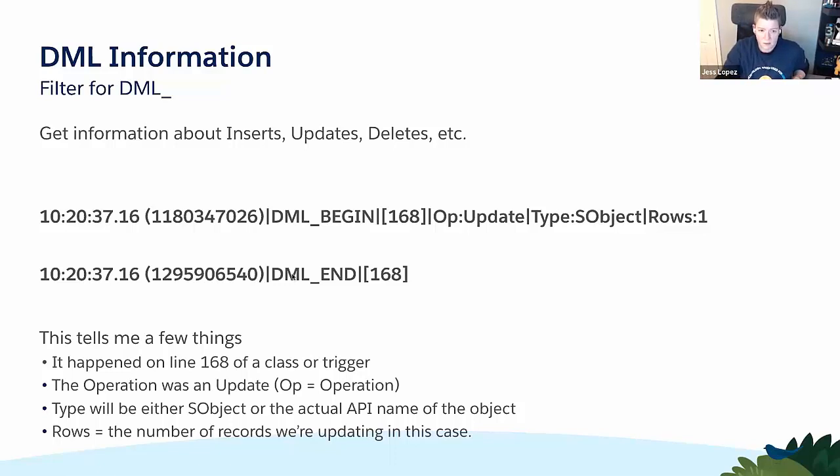And then you'd have, again, a corresponding DML end line. There would obviously be tons of stuff in between these things. Maybe a workflow gets kicked off, and process builder, flow, all sorts of other things. But this is how you determine where something begins and ends in DML.